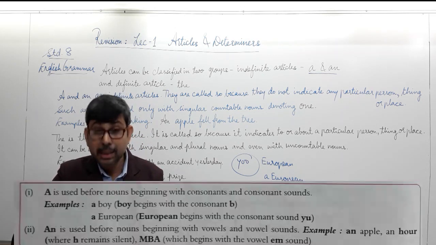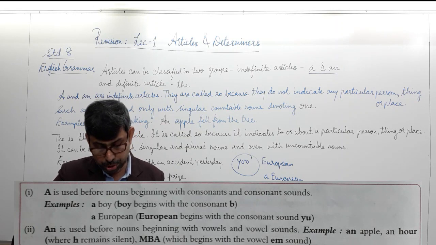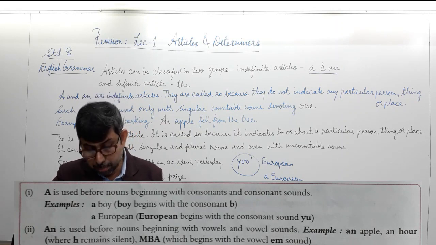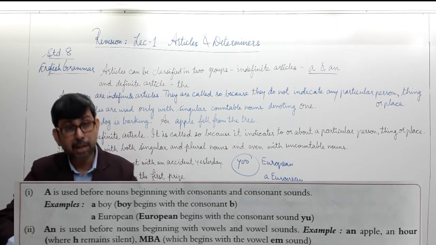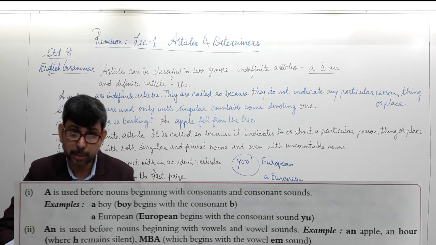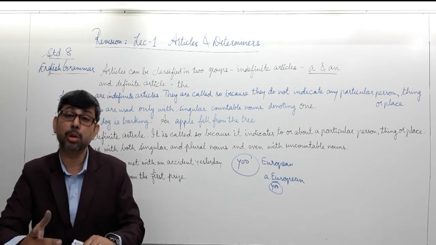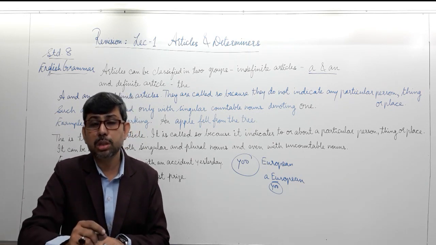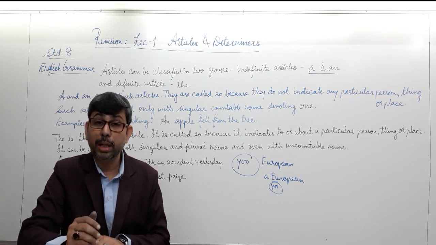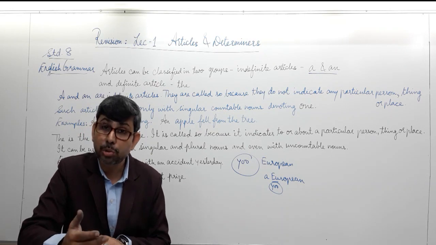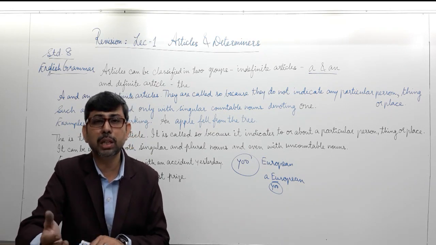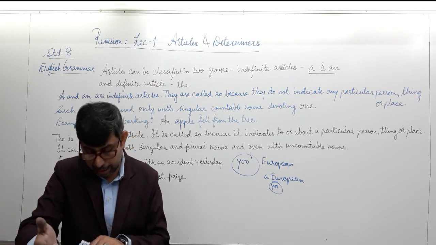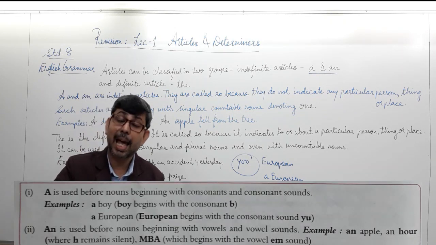Well, the article an is used before nouns beginning with vowels and vowel sounds. Generally, we consider that if a word begins with a vowel letter, then we use the article an. But when something begins with a vowel sound, then too we make use of the article an and not a. Example, I say an apple.